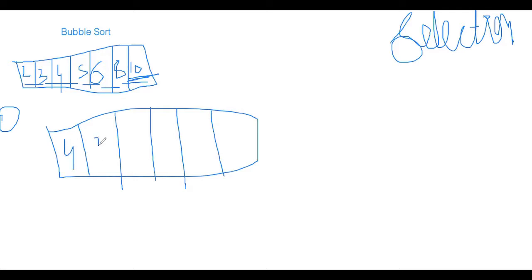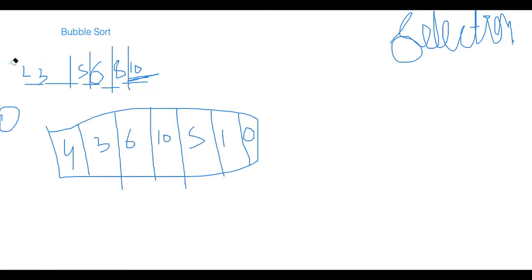4, 3, 6, 10, 5, 1, 0. Okay. So now let's consider this example. This is a very convenient one. These examples are misleading. Okay.